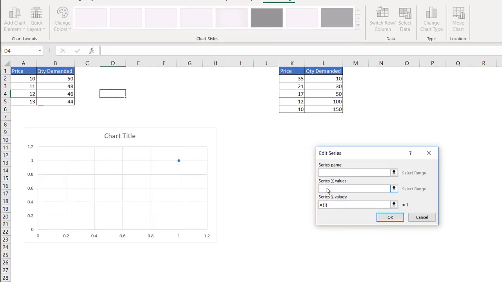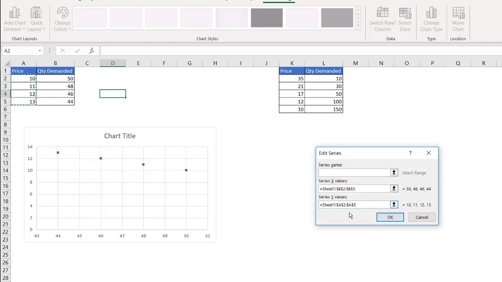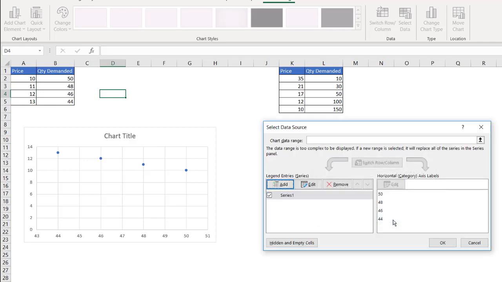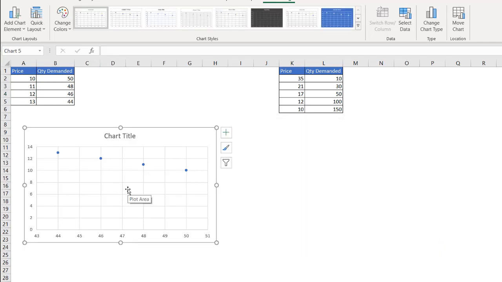For my x-axis values, that's going to be the quantity demanded. That's going to be on the horizontal axis. For the y-axis, which is going to be price, these are my range of prices here, A2 to A5. Click OK. Click OK here. And now we have the beginnings of our demand chart. Get rid of these grid lines, press delete and delete. And it just makes it a little cleaner.